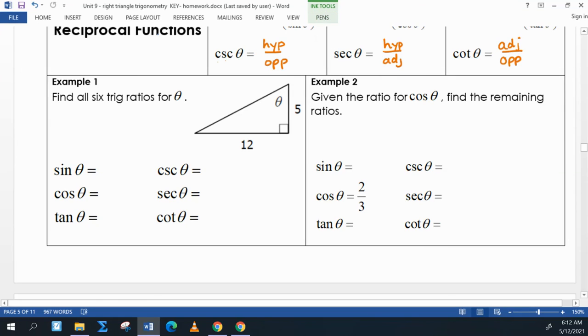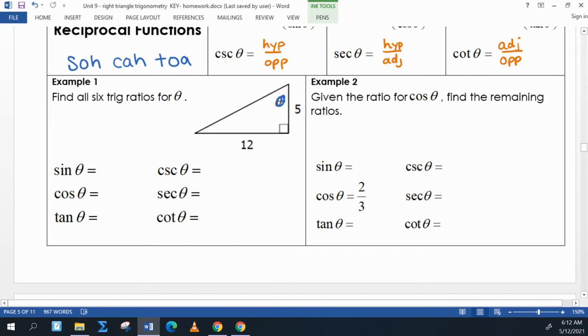All right, so now we're going to use our so-called TOA. In fact, I'm going to write it right here to help us remember all this lovely stuff. We're going to use that SOHCAHTOA that we just learned to help us find trig ratios for this angle theta. Here's my theta.